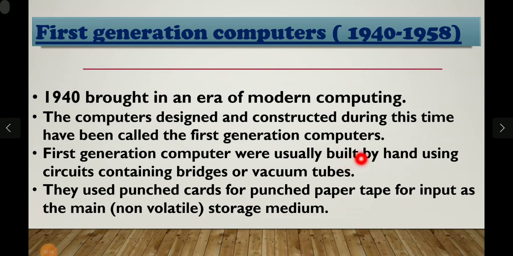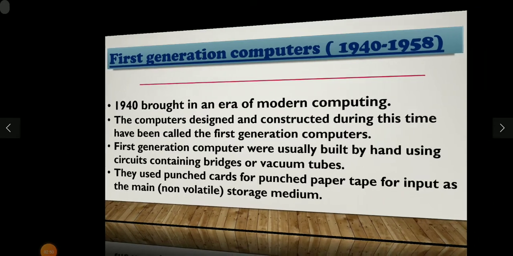First generation computers were usually built by hand using circuits containing bridges or vacuum tubes. What are these vacuum tubes and bridges? We will study them in detail in our higher classes. They used punch cards or punched paper tape for input, as the main or non-volatile storage medium. Means all the things are hardware, right? And this computer is made by hand, not by machines or other circuits. There is no circuit concept in the first generation computers that we know.